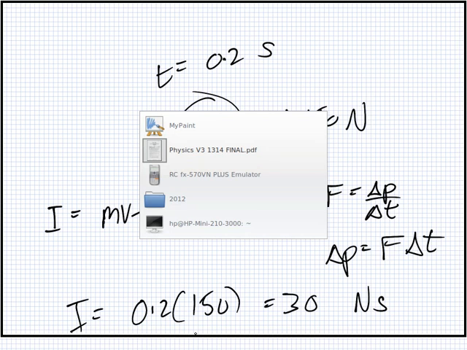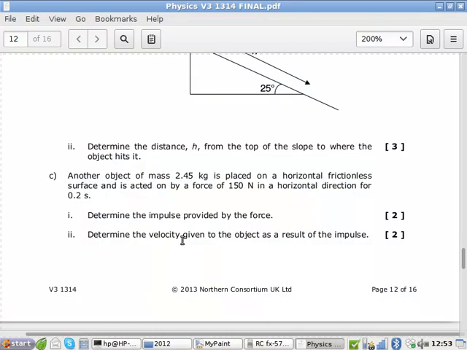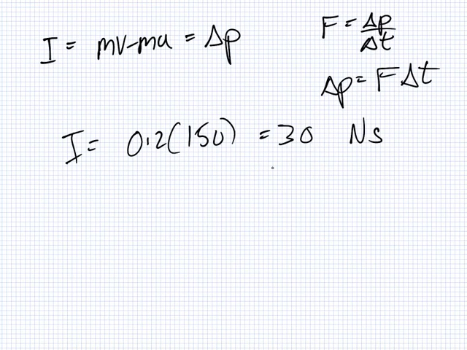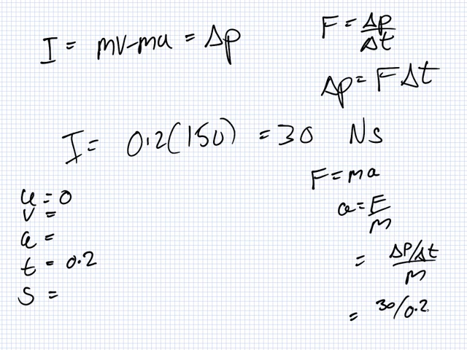Yes, good. I'm glad you know. And lastly, what's the velocity? Because you have U, V, A, T, S as well. U is 0, V is what we want, A we don't know, T we do know, it's 0.2, S we don't know. But Newton said F equals ma, so A equals F over m. But F is delta P over delta T over m. And we have the impulse. The impulse is 30. And we have the time. It's 0.2. And we have the m.